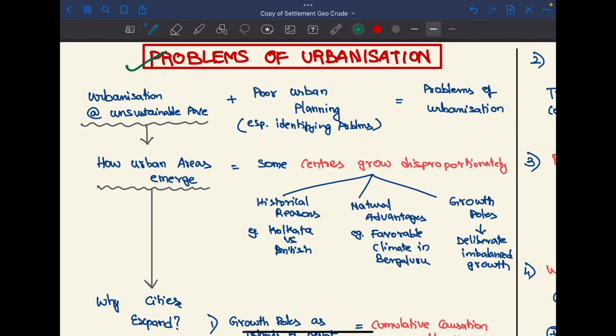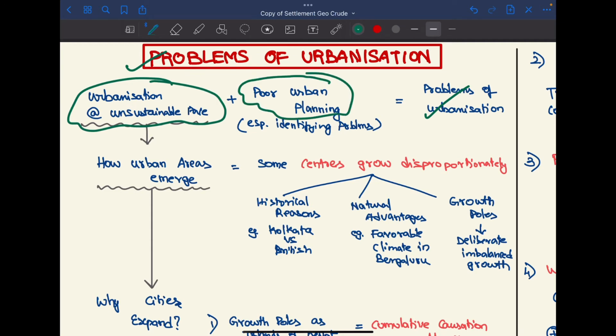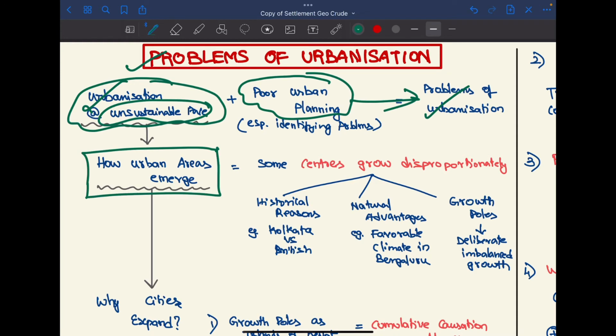Next, problems of urbanization. Why do problems of urbanization arise? It is because of urbanization at an unsustainable pace plus poor urban planning. Both in combination will result in problems of urbanization. So why does urbanization happen at an unsustainable pace? To understand this, we must understand how urban areas emerge. We have seen this already.